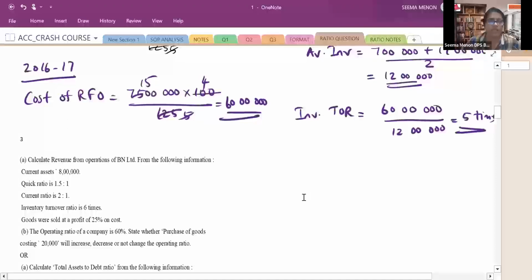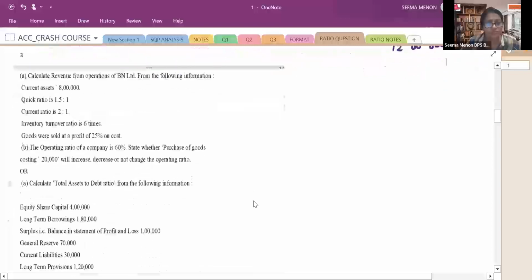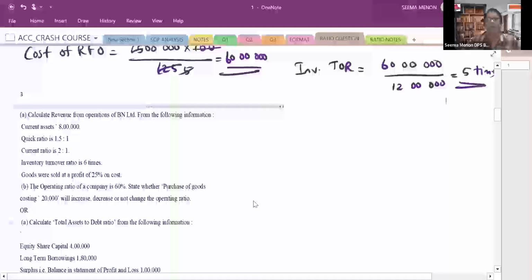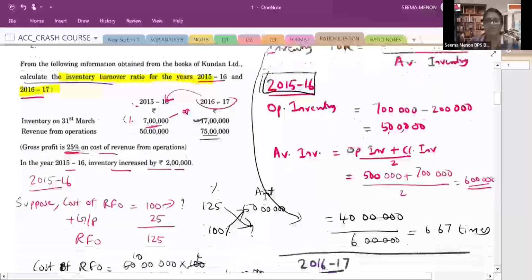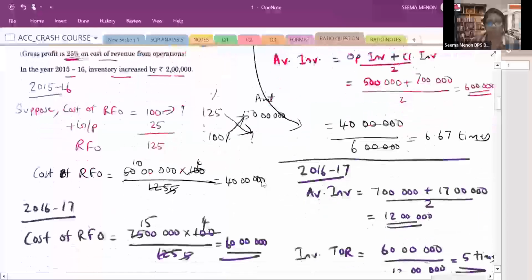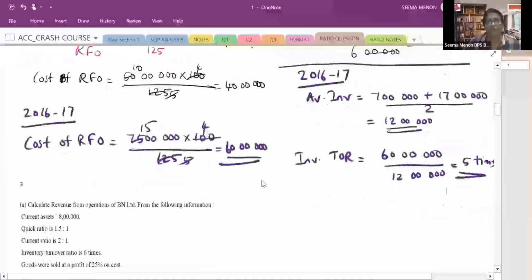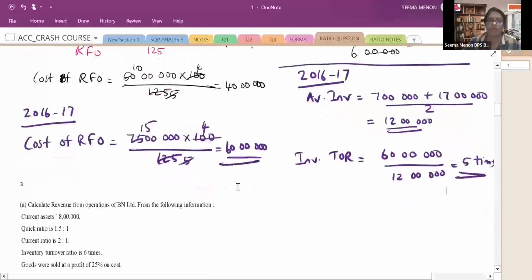So children, now let's solve one more question. If you wish, let's solve it. We are solving the questions which are on board level basis. So you need to practice rigorously. Constant practice will help you to score better. Always remember that.